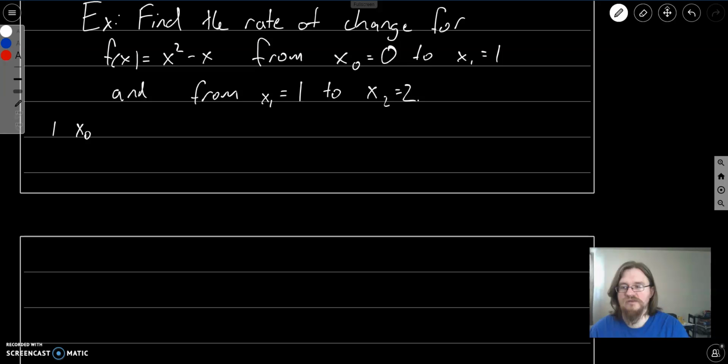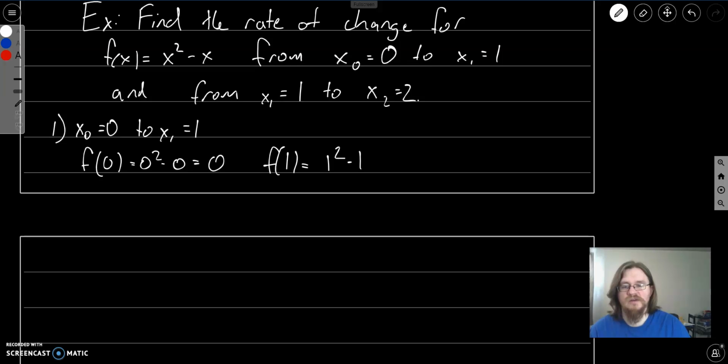So let's do this one first. From x1 is equal to 0 to x1 is equal to 1, we should figure out what our function is equal to at 0 and at 1. So f of 0 is going to be 0 squared minus 0, which is 0. And f of 1 is going to be 1 squared minus 1, which is also 0. So how much did this change?